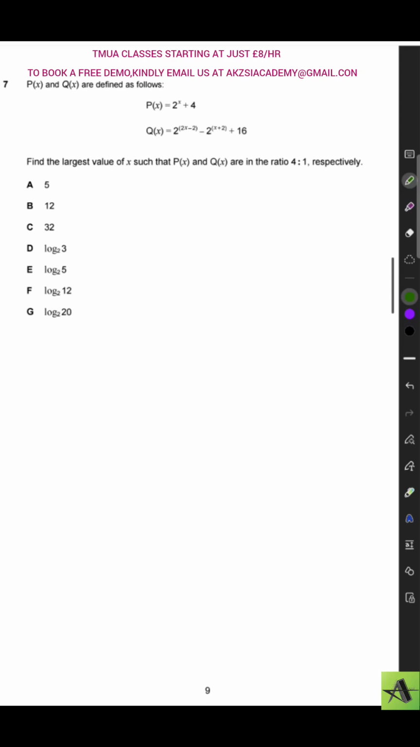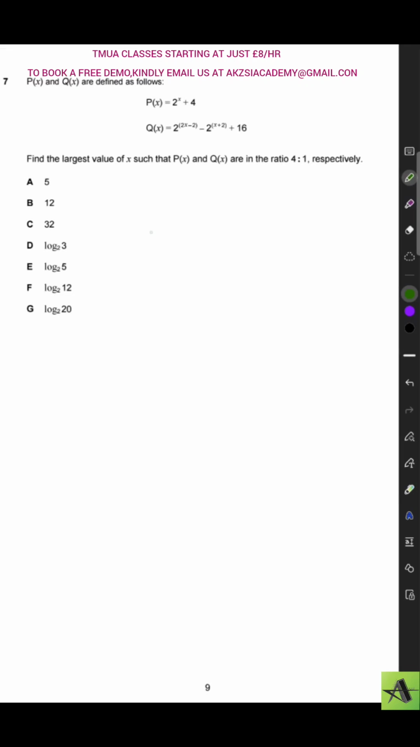P(x) and Q(x) are defined as follows. P(x) is equal to 2 to the power of x plus 4, and Q(x) is 2 to the power of 2x minus 2, minus 2 to the power of x plus 2, plus 16. Find the largest value of x such that P(x) and Q(x) are in ratio 4:1. This is very simple.